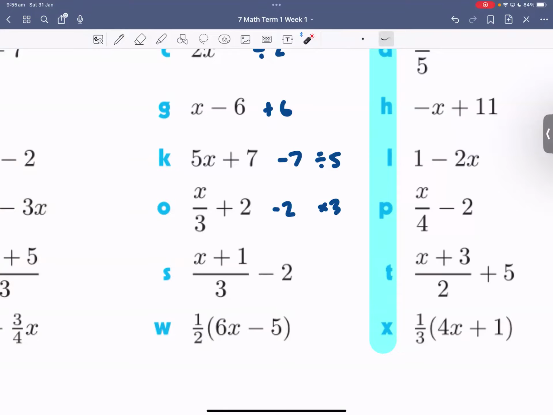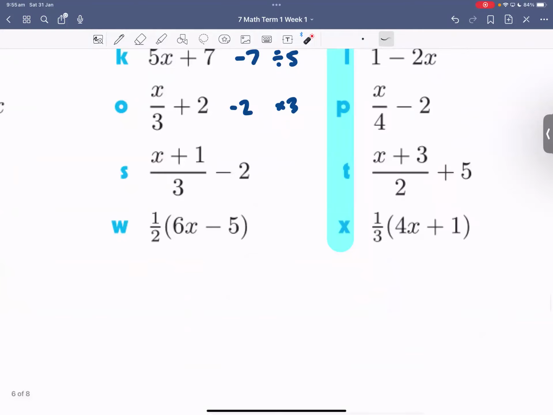All right, I'll do the next one slowly in different colors. What's the outermost layer? The minus 2, you're right, is the outermost layer. So to get rid of the minus 2, we do plus 2. You're right. What's the next outermost layer? The divide by 3. So how do we get rid of a divide by 3? Times 3.